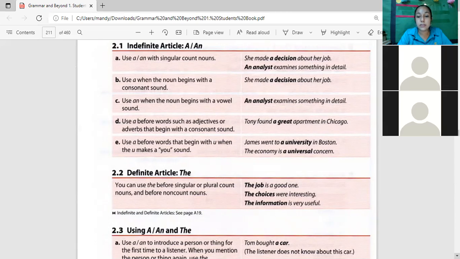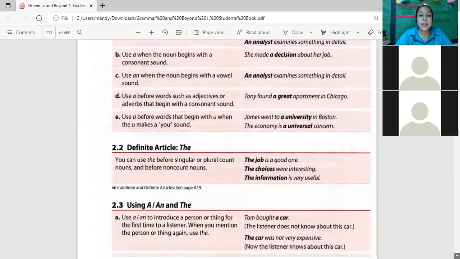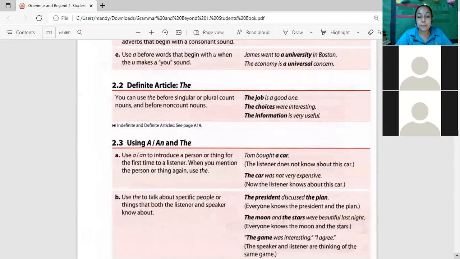Okay, in that case, job is a singular noun. Choices, this one is plural. Information is singular. So we use the article "the" with both singular and plural. Yes? Okay.